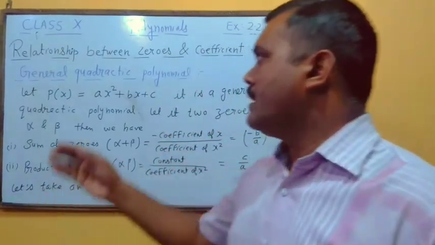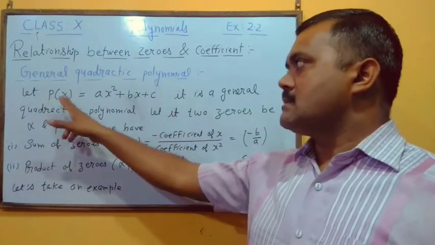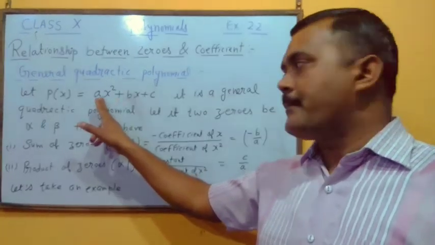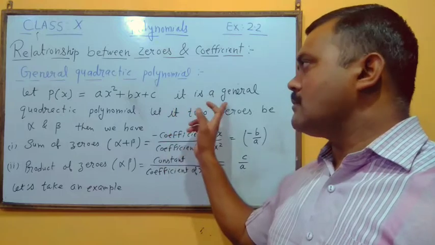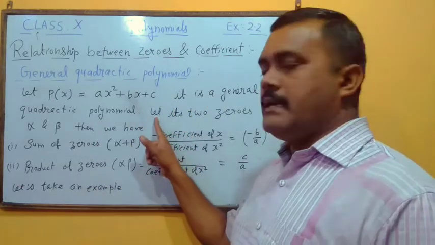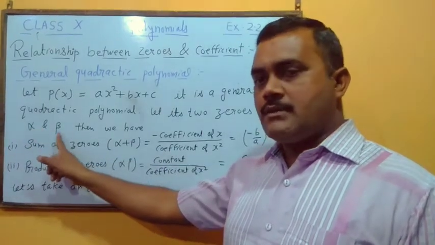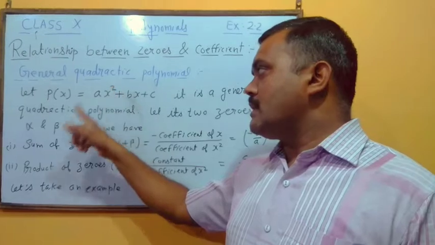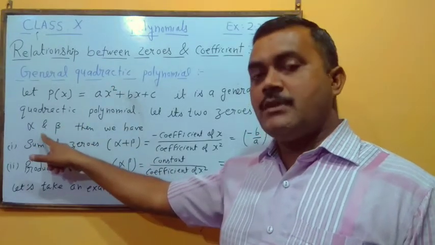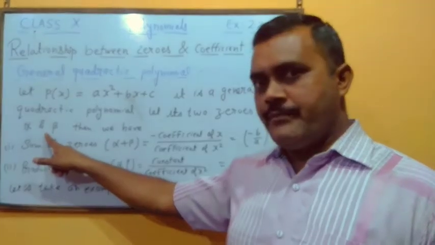Here we have a general quadratic polynomial p(x) = ax² + bx + c. Let its two zeros be alpha and beta. Two zeros, because I told you in the previous video, if the degree is 2, then the number of zeros will also be the same, two. A quadratic polynomial has two zeros: first is alpha, another is beta.